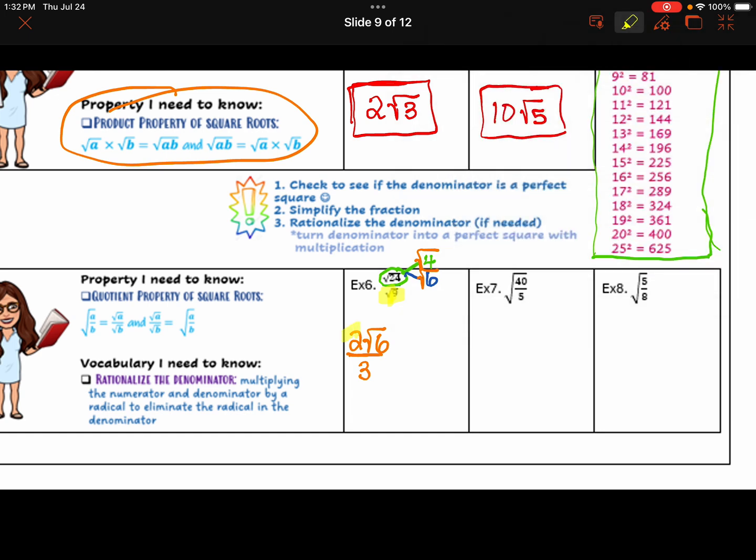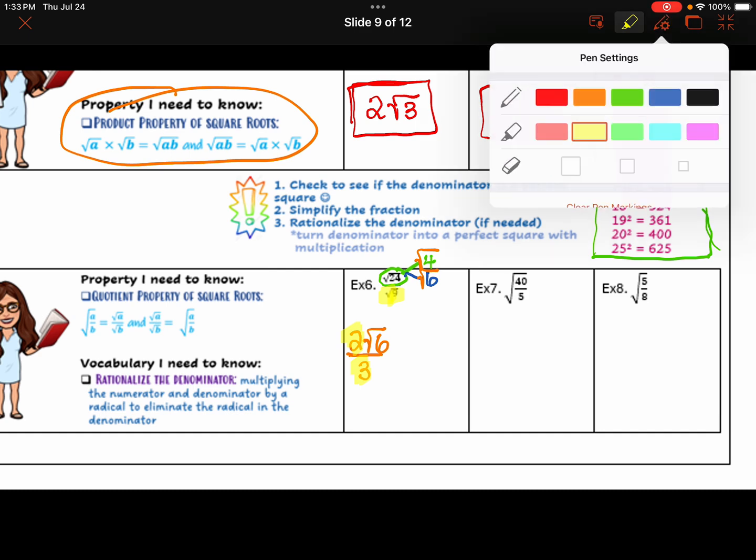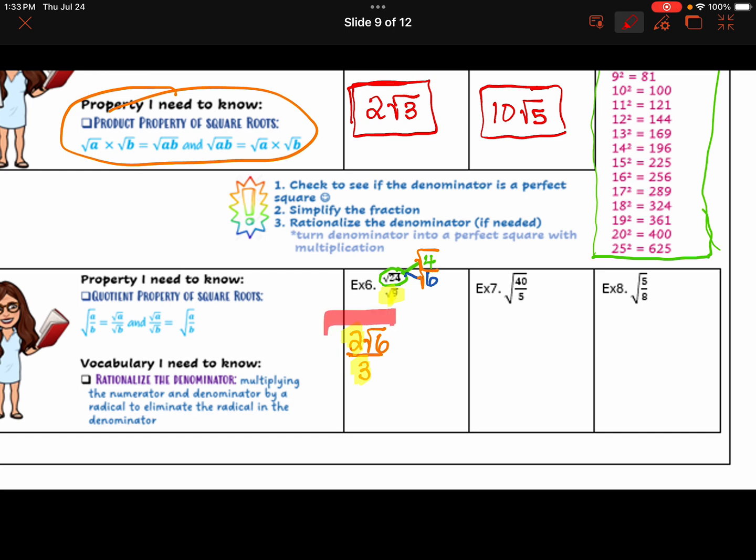You are going to hear Mrs. Stroll do this chant: inside with inside, outside with outside, inside with inside, outside with outside. What this means is I look at the numbers on the outside of the square root symbol, and if they have anything in common, I can simplify. I look at the numbers on the inside of the square root symbol. If they have anything in common, I can simplify. But I cannot simplify something on the outside with something on the inside. That is not allowed. So 2 and 3 have nothing in common. So I now know that this is the simplest radical form of my original problem.